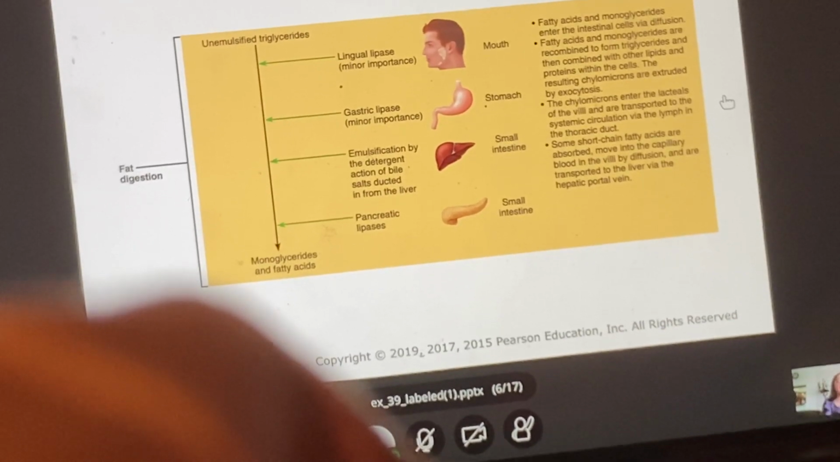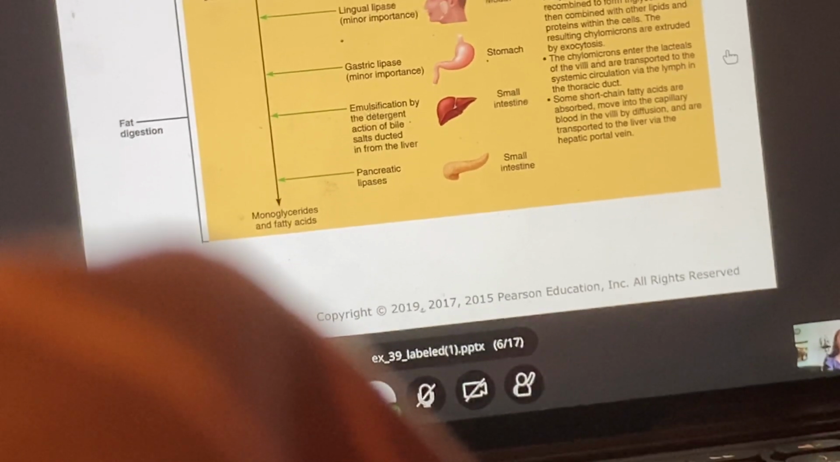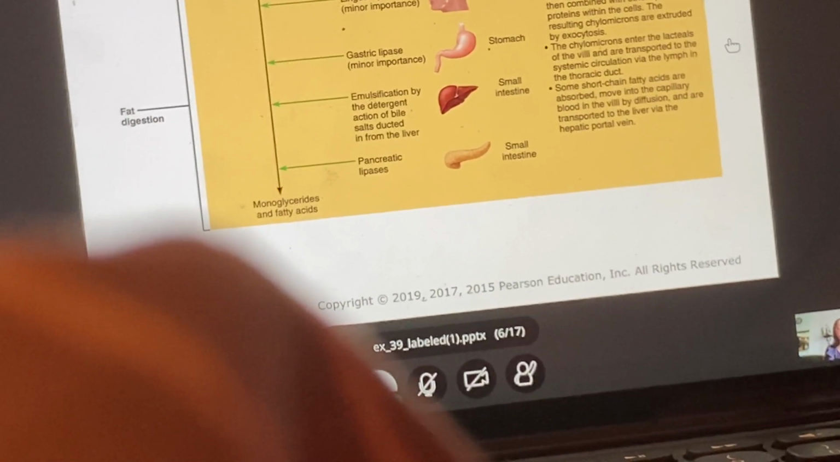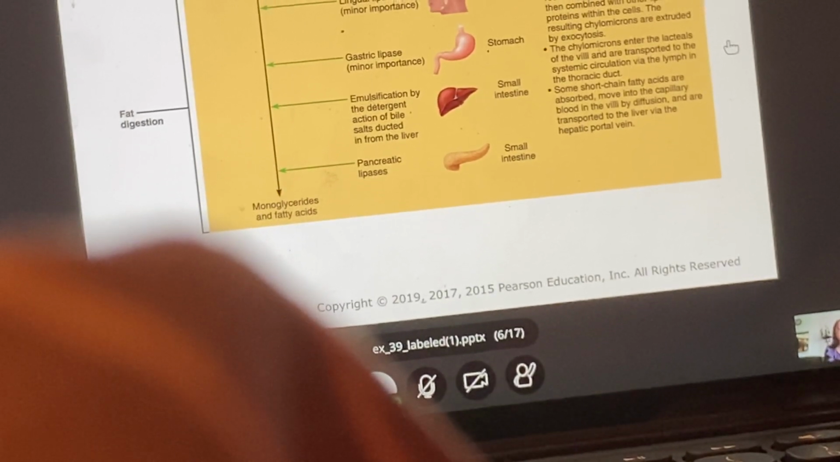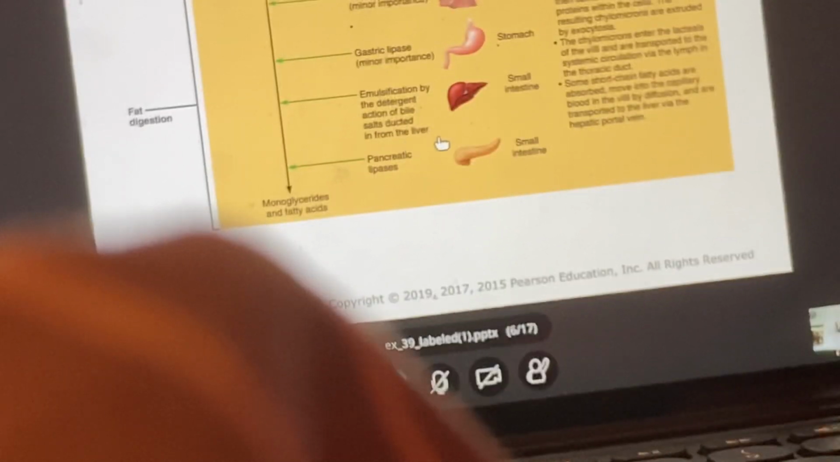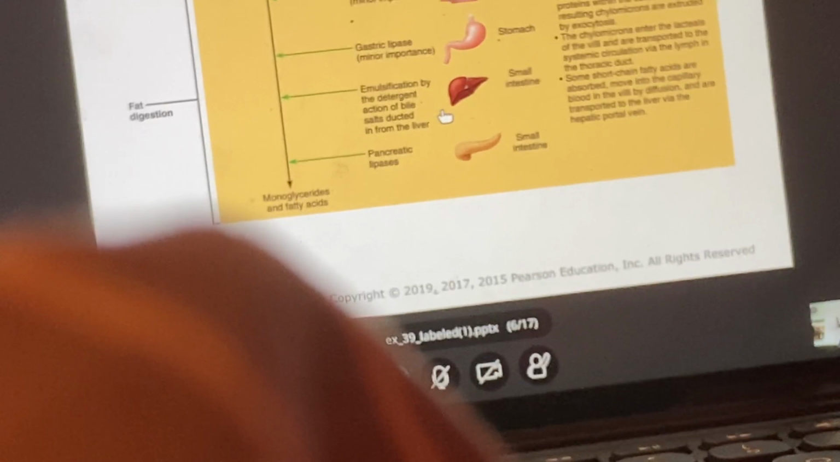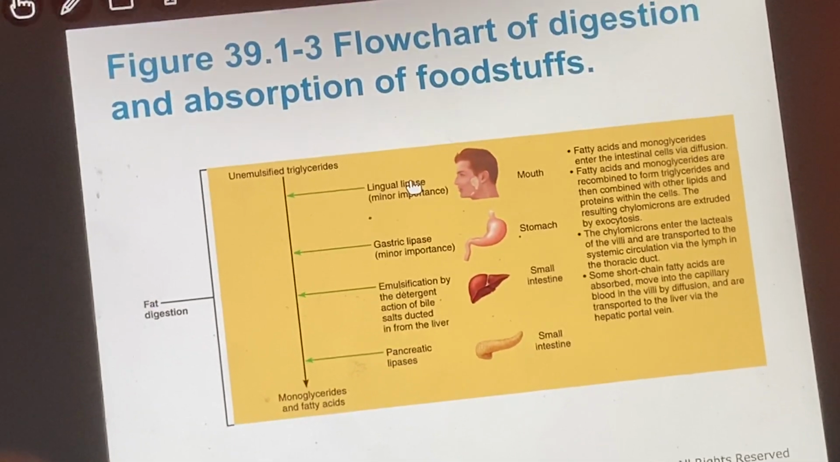Okay, so when you say emulsify, that is to break down. To break down fat, emulsify. So what are these enzymes that are responsible for the emulsification of fat? This is the leader of the band. Okay, for emulsifying fat, it is the bile that is the leader of the band. But there are also other enzymes that will emulsify the fat.